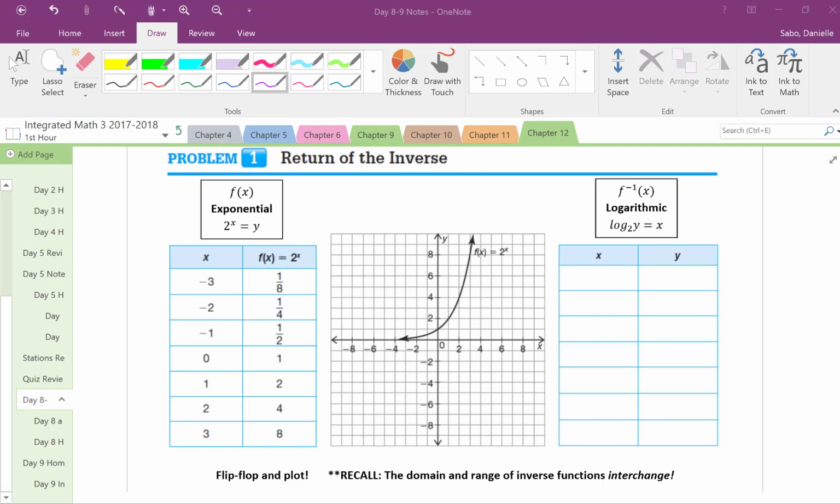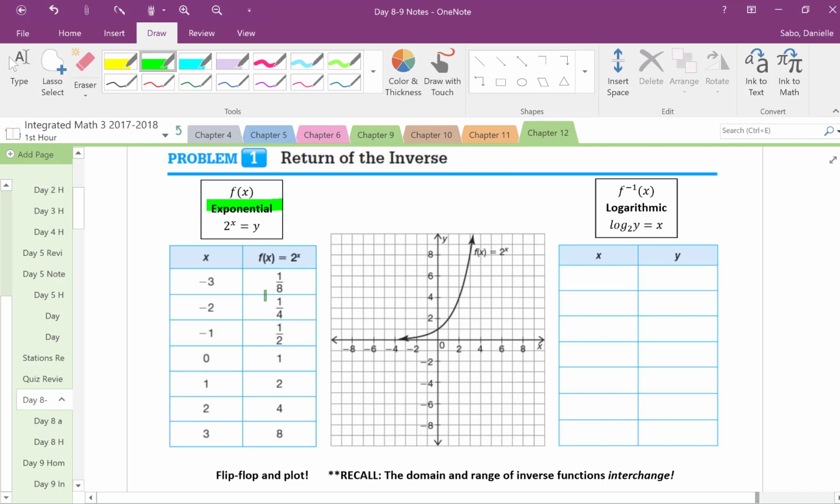We can talk about it because they're actually going to be inverses of each other, and we know what inverses are. So what happens to all of the x and y values when we have inverses? They flip. So here is my exponential function.